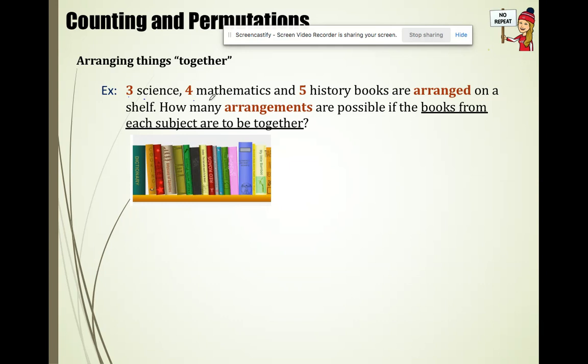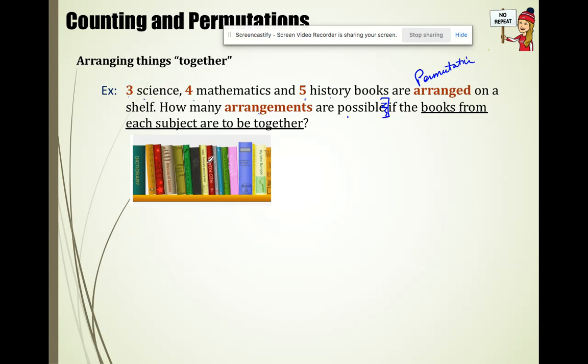3 science, 4 math, and 5 history books. Now, why wouldn't you have the most math books? Are arranged on a shelf. How many arrangements are possible? Now, if it just stopped there, I could do this problem. But they're saying how many arrangements are possible if the books from each subject are to be grouped together. So think about what that means.